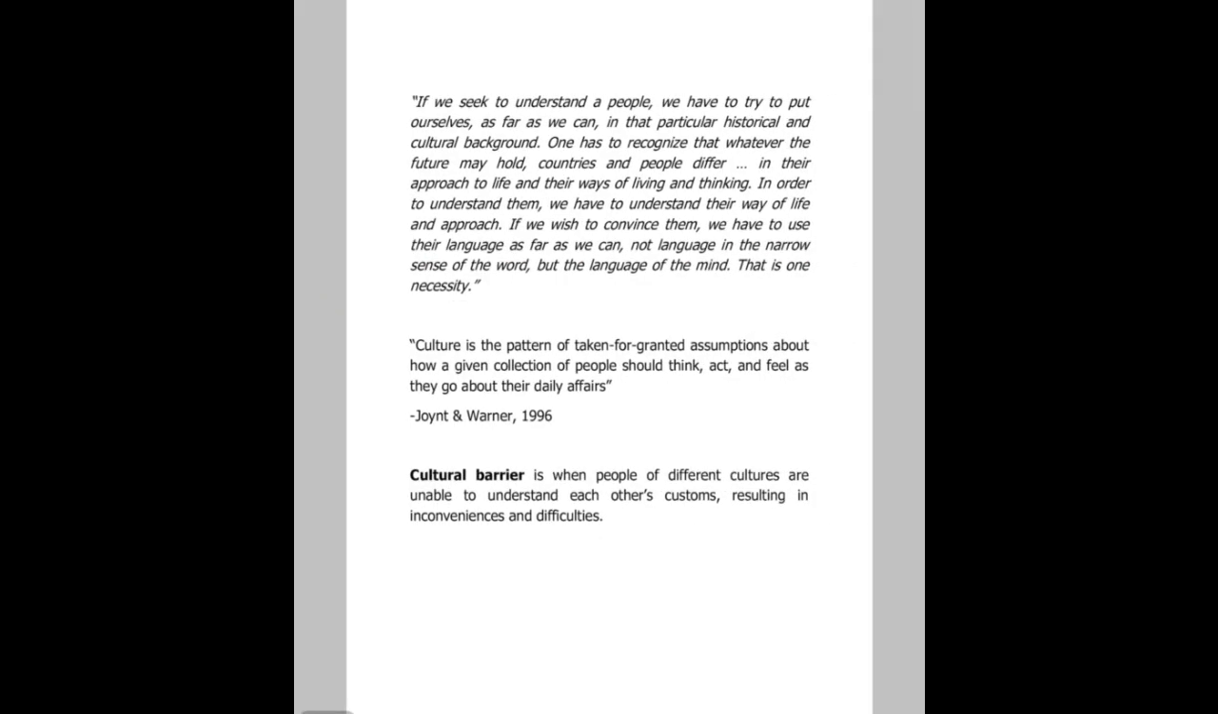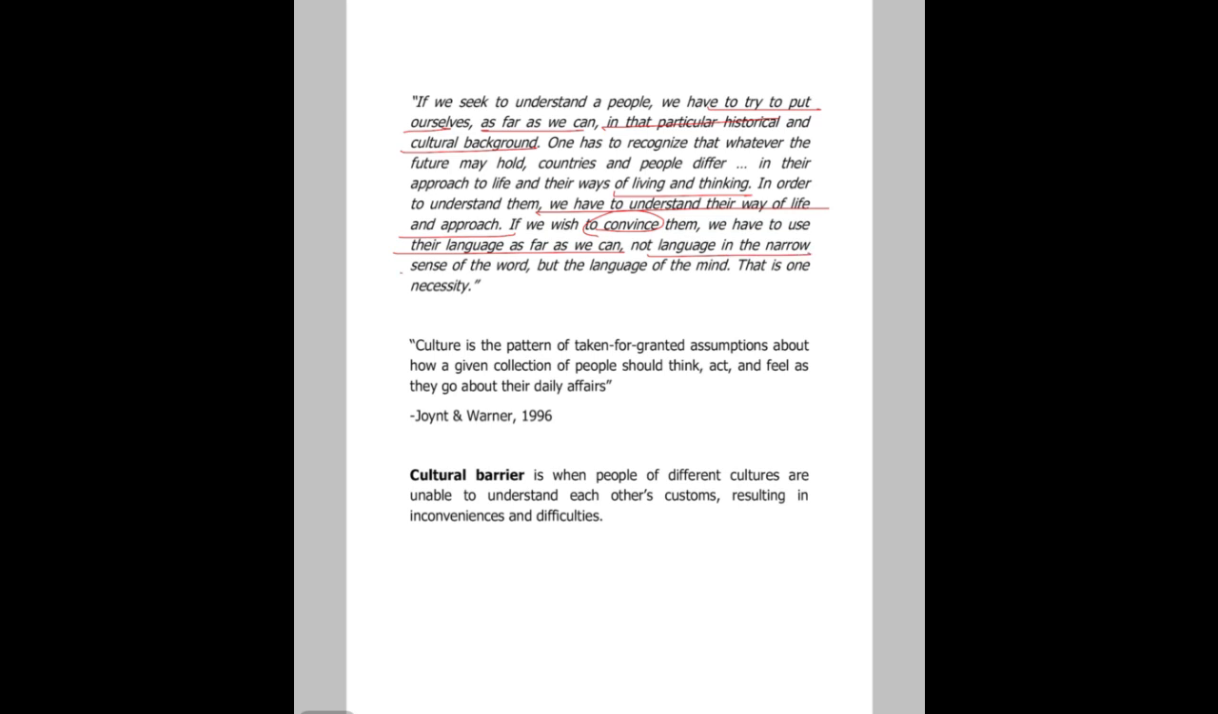So according to an author, if we seek to understand a people, we have to try to put ourselves as far as we can in that particular historical and cultural background. One has to recognize whatever the future may hold, countries and people differ in their approach to life and their ways of living and thinking. In order to understand them, we have to understand their way of life and approach. If we wish to convince them, we have to use their language as far as we can.